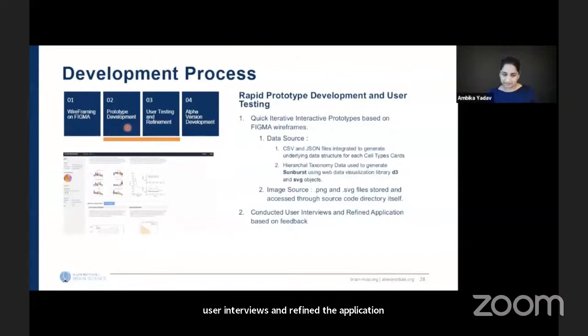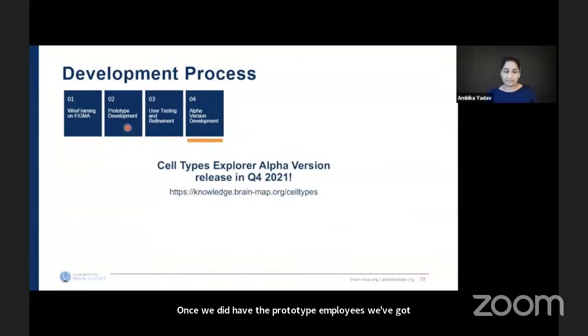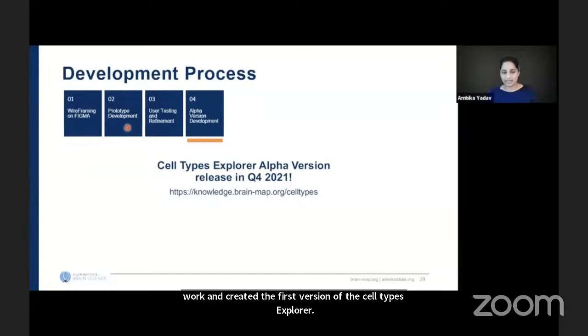Once we did have the prototype in place and got all the feedback, we went ahead and started the development work and created the first alpha version of the Cell Types Explorer, which will be released in Q4 2021 and is going to be accessible on this web page over here.